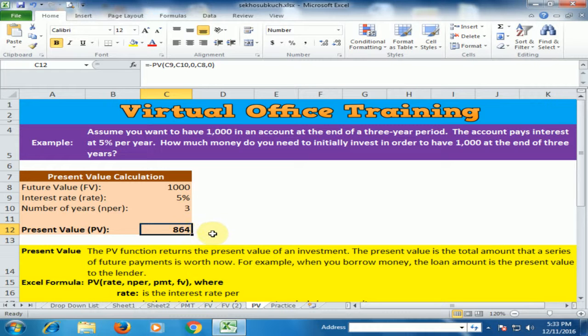This is a very easy example to calculate the present value of any future value. Hope this tip will be very helpful for you. Thanks for watching.